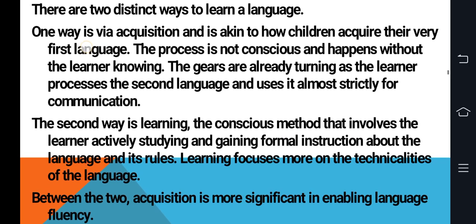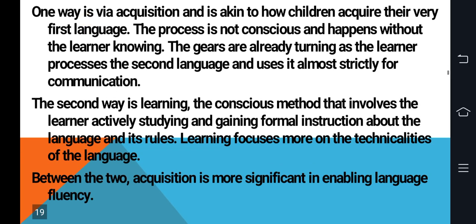The second way is learning, the conscious method that involves the learner actively studying and gaining formal instruction about the language and its rules. Learning focuses more on technicalities of the language. Between the two, acquisition is more significant in enabling language fluency.